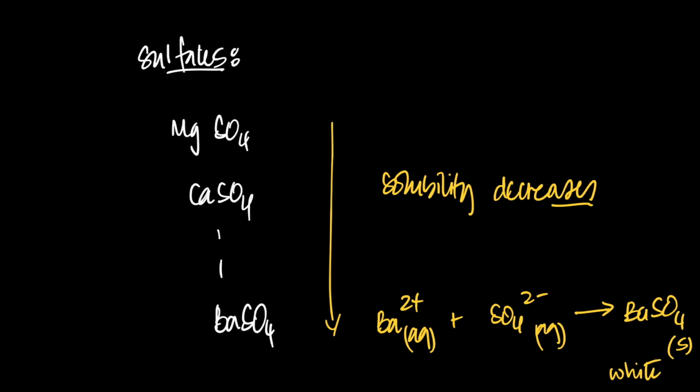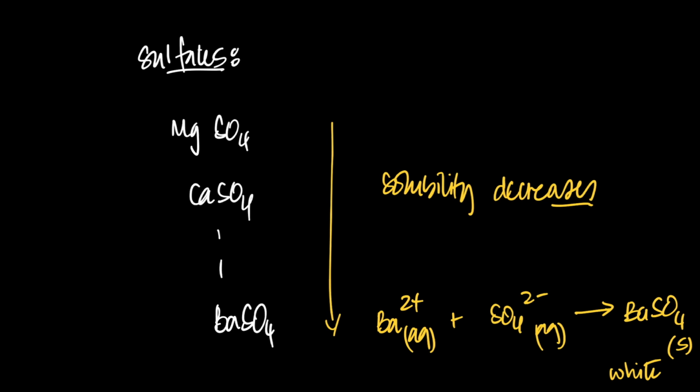And you can use barium to test for sulfate ions this way, or sulfate ions to test for barium, like in the lab. Because barium sulfate is extremely insoluble, whenever these two ions from different solutions are mixed together, they will react like this to form barium sulfate. And not so for magnesium, because that's soluble, but down the group the solubility decreases so much that barium sulfate is considered to be insoluble.